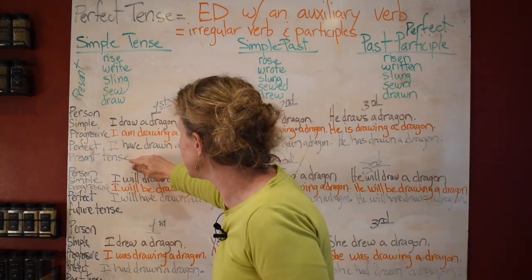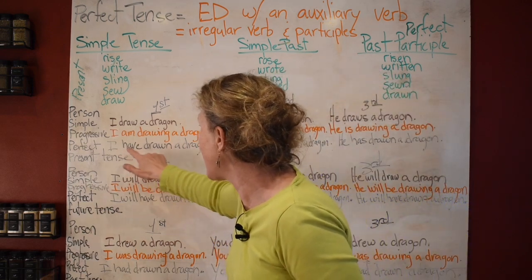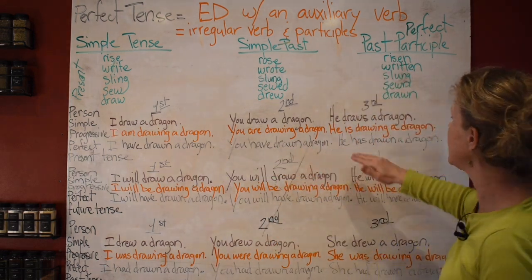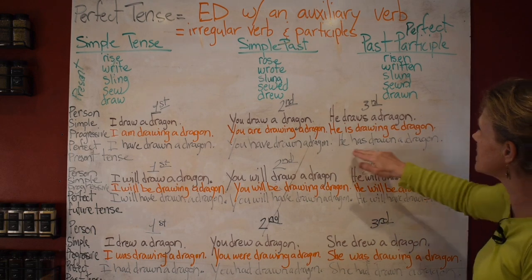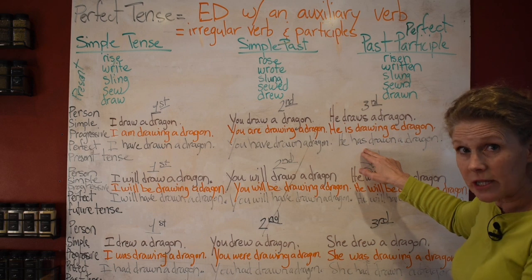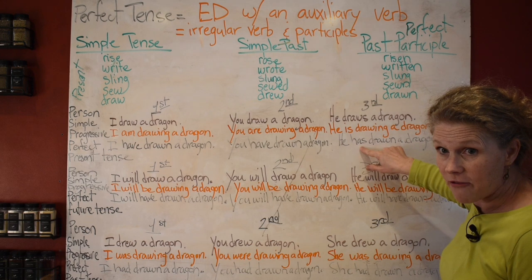So if you're using it in the present tense, you use the auxiliary verb have. I have drawn a dragon. You have drawn a dragon. He has drawn a dragon. So see how we are in present tense and it's singular, so singular changes to has. If this was plural, it would say have.